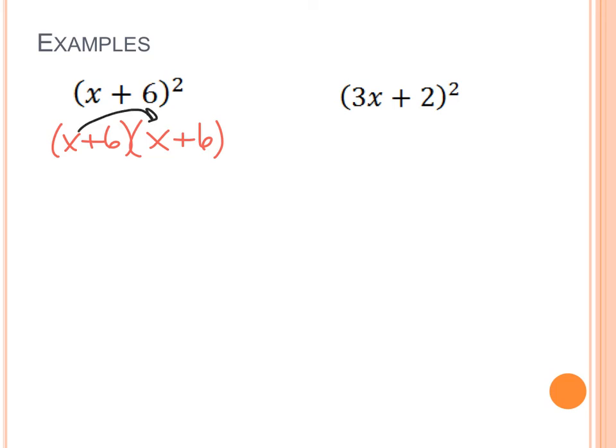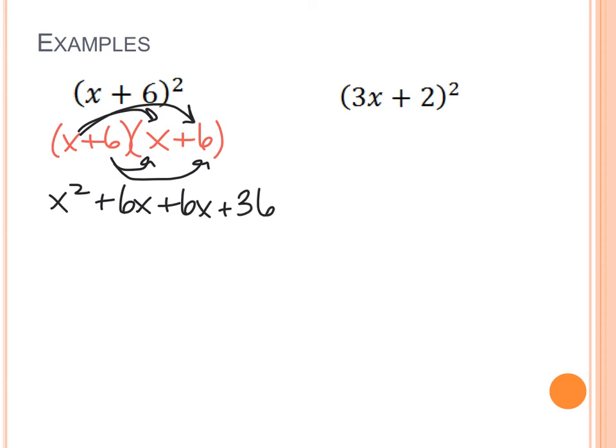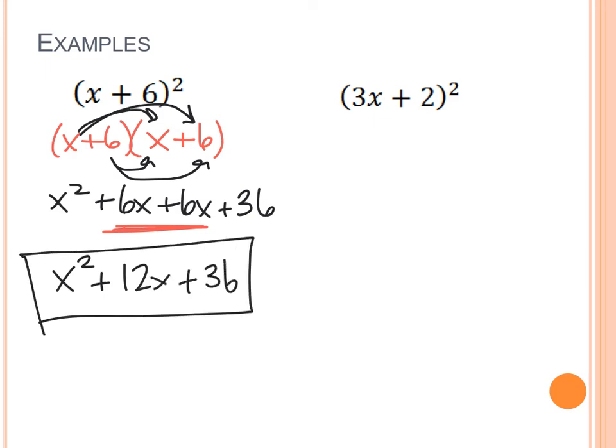So x times x would give me x squared, x times 6, so that'd be plus 6x, 6 times x, another plus 6x, and then finally 6 times 6, which would give me plus 36. Now I can go on to simplifying this. So I have my two like terms here right in the middle, just like I told you. So x squared plus 12x plus 36 would be our final answer. And so there's our final simplified answer from x plus 6 squared.